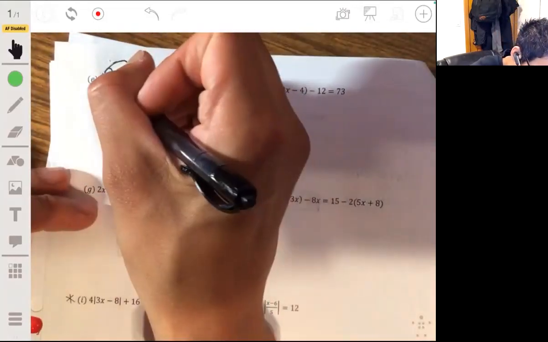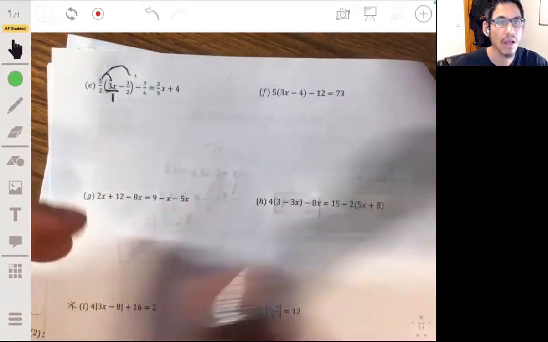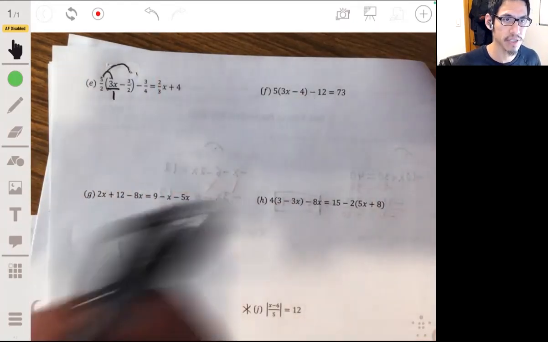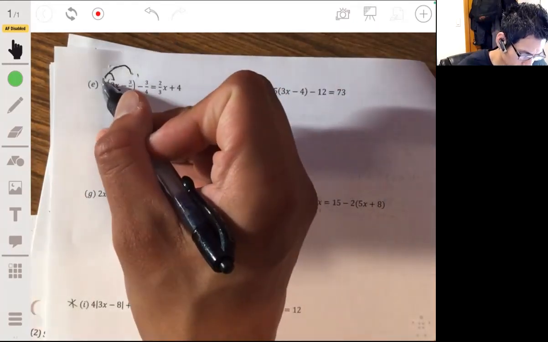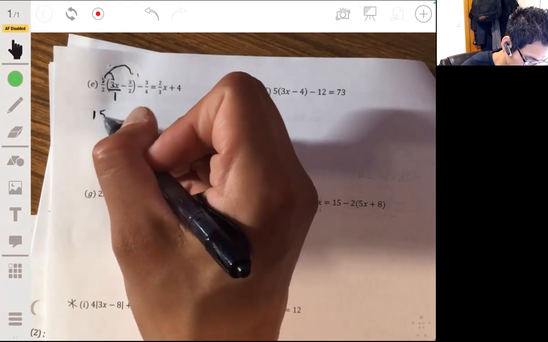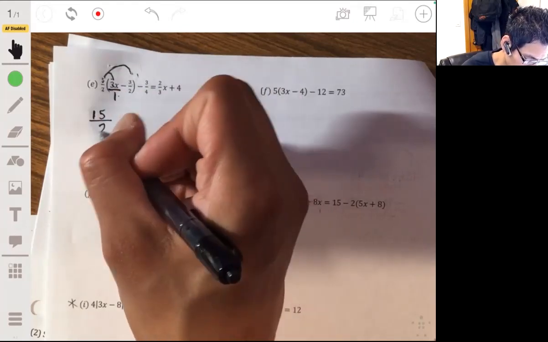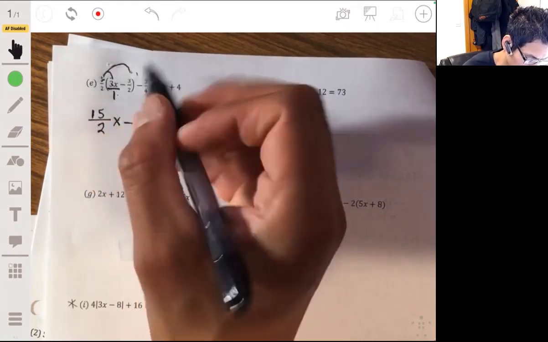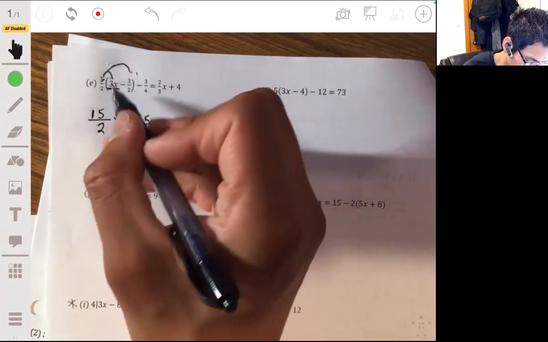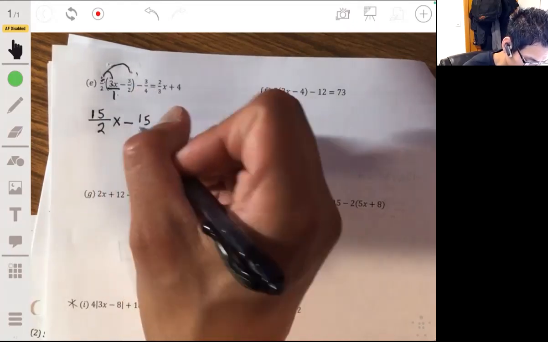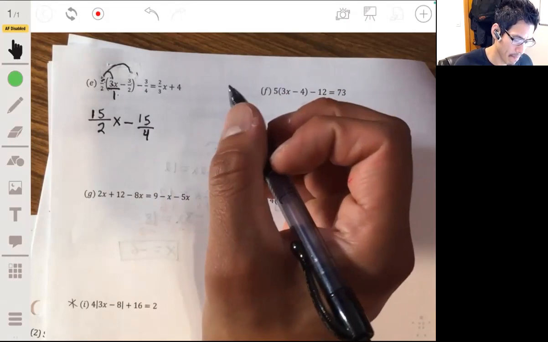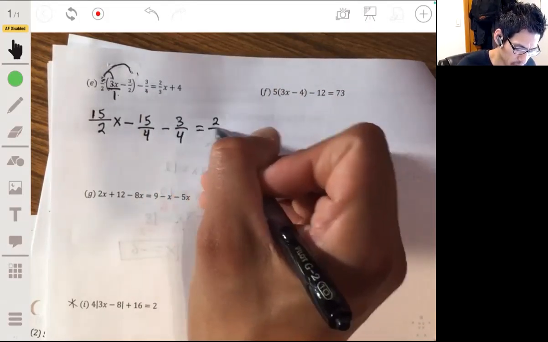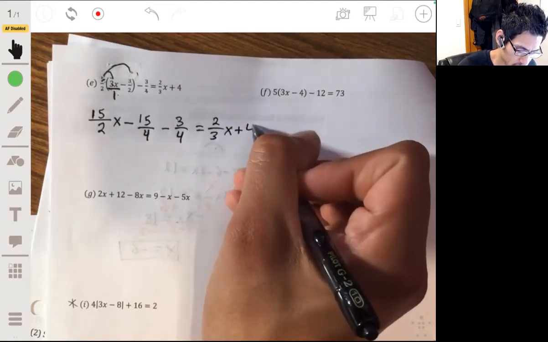Now remember that these are just fractions. So just multiply the numerators by numerators and denominators by denominators. So 5 times 3, 15 over 2 times 1. So 15 halves x minus 5 times 3, 15, over 2 times 2, 4. Minus 3/4 equals 2/3 x plus 4.